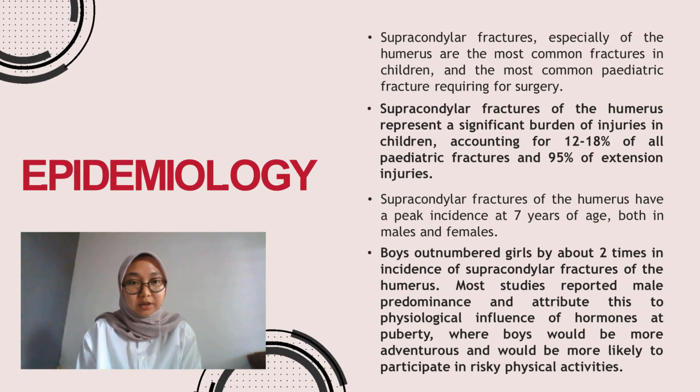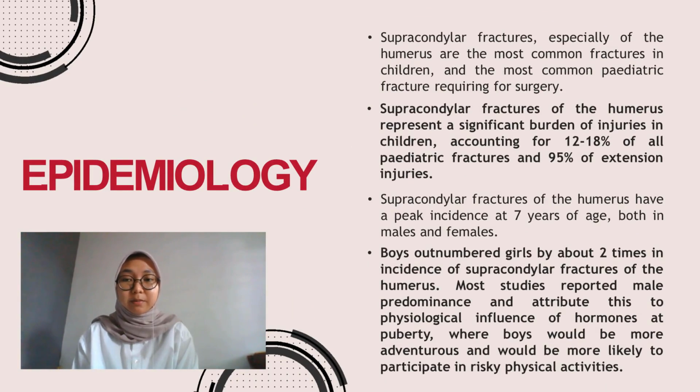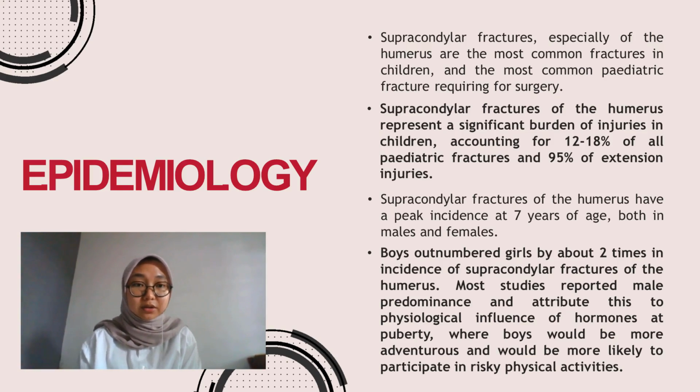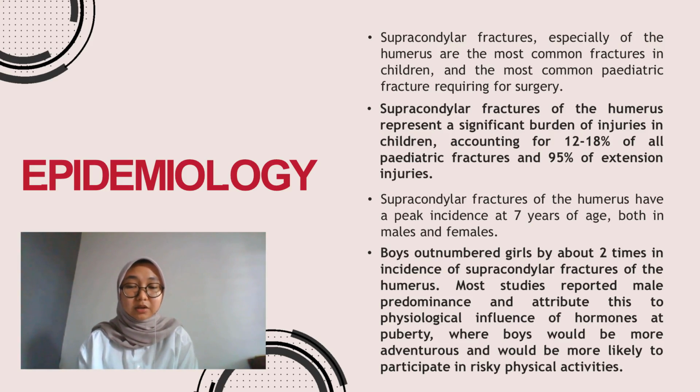Hello, my name is Dara Cynthia Augustine with student number 069, and I will explain about the epidemiology of supracondylar fractures in children. Supracondylar fractures, especially of the humerus, are the most common fractures in children and the most common pediatric fractures requiring surgery. They account for about 12 to 18% of all pediatric fractures and 95% of extension injuries. They have a peak incidence at 7 years of age, in both males and females, and boys outnumber girls by about 3 times.